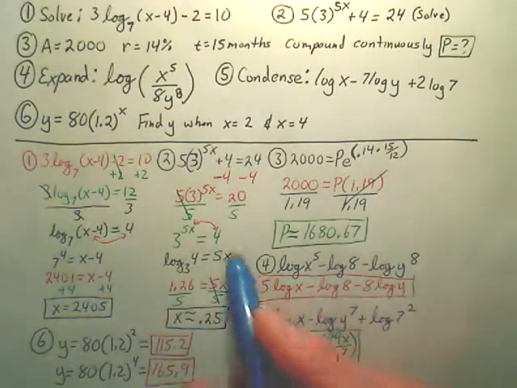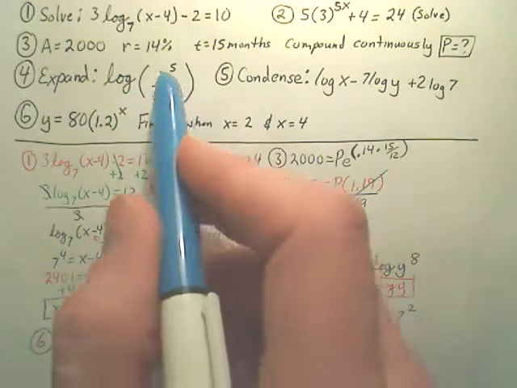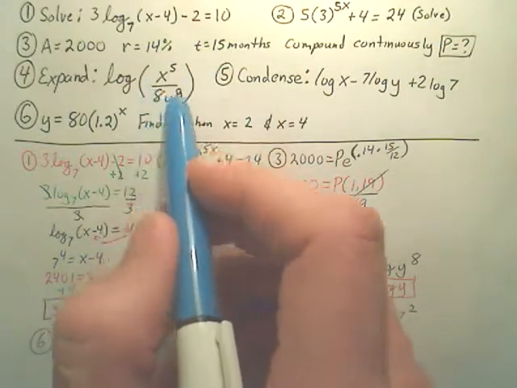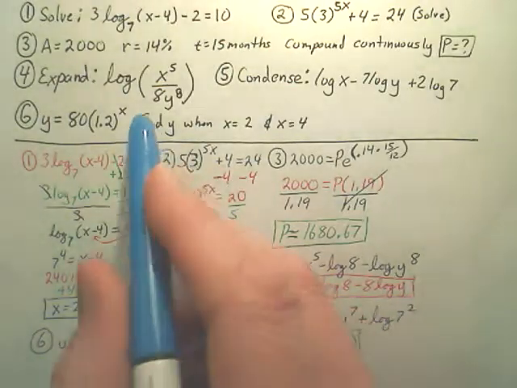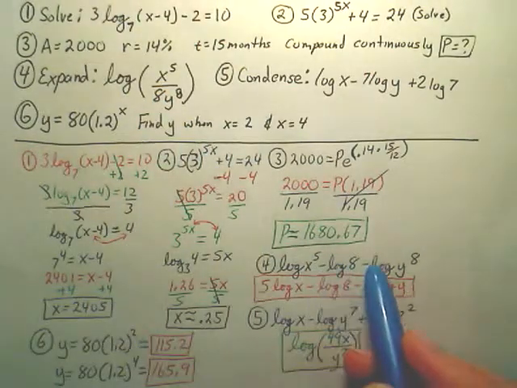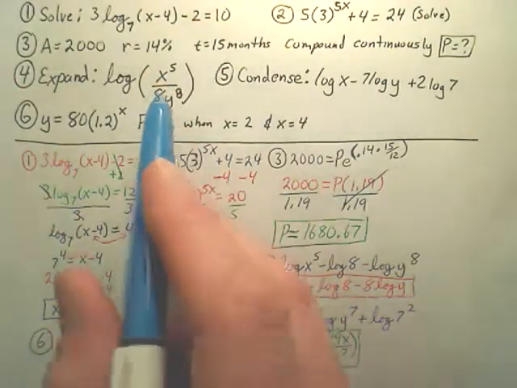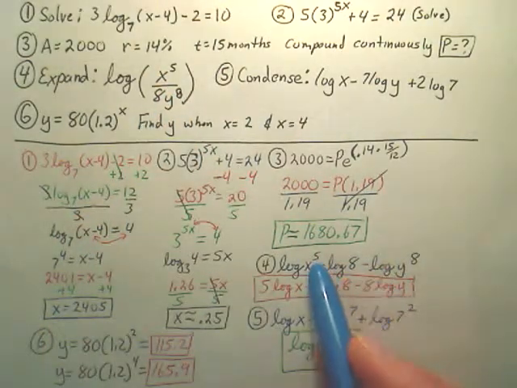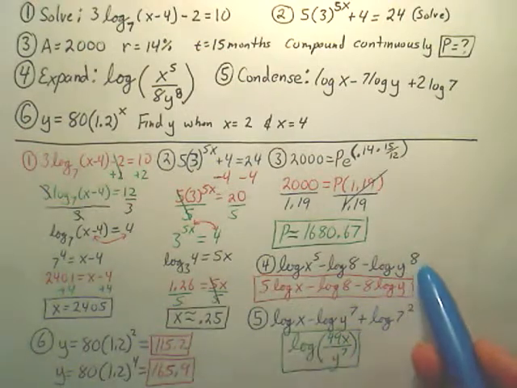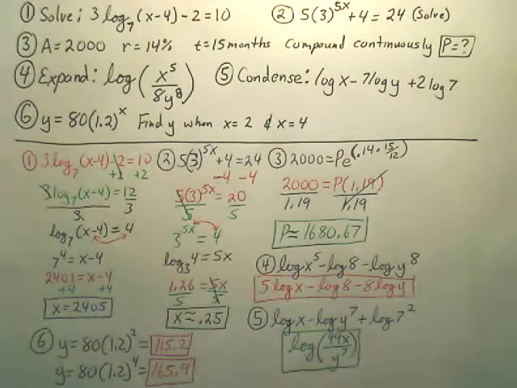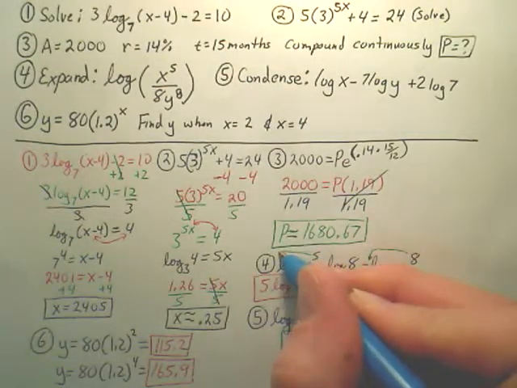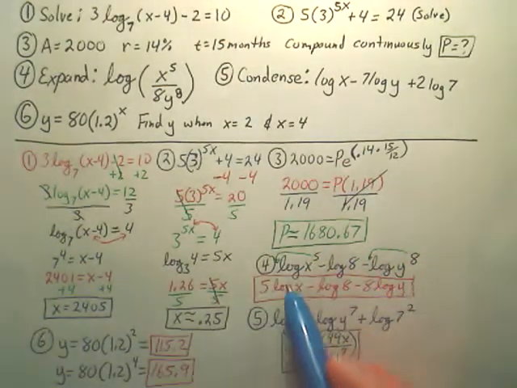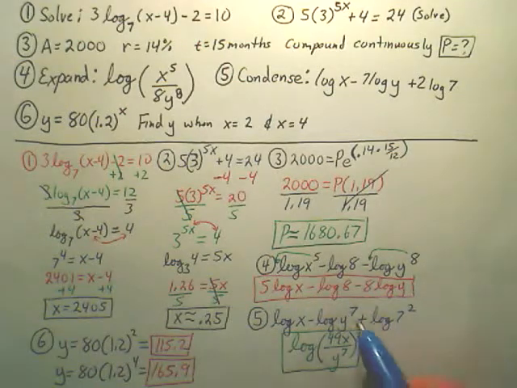Number 4, if I want to expand this, you just take everything inside of your log. If it's on the top, it's a plus. If it's on the bottom, it's a minus. Again, if it's on the top, it's a plus. If it's on the bottom, it's a minus. Once you get that, you take it apart into its 3 pieces, and then you take all pieces. You take this, and you're going to throw it out front. You're going to take this, and you're going to throw it out front, and you're done. That's expanding.